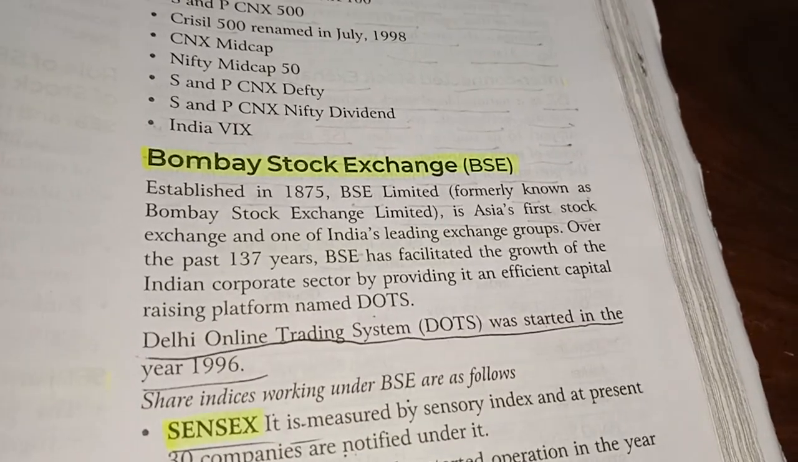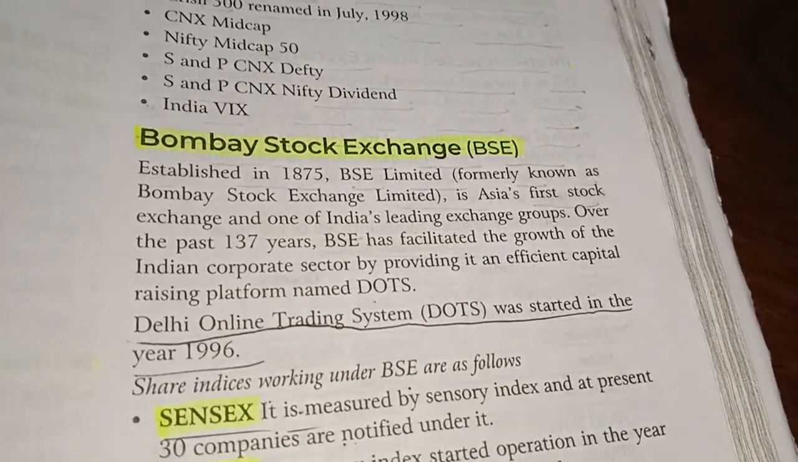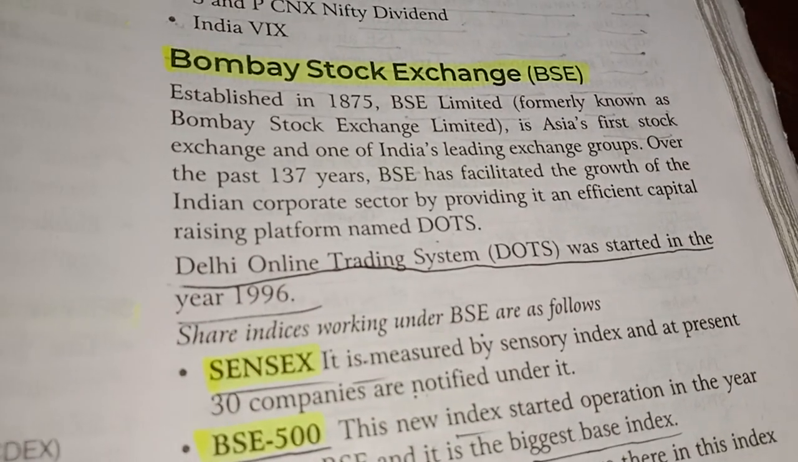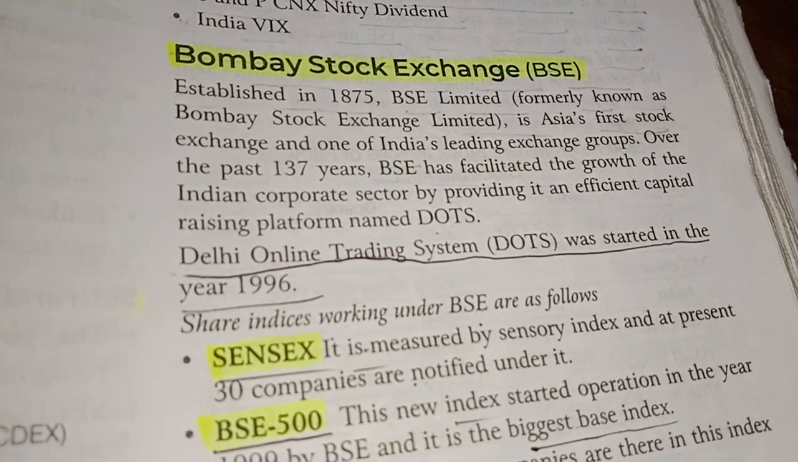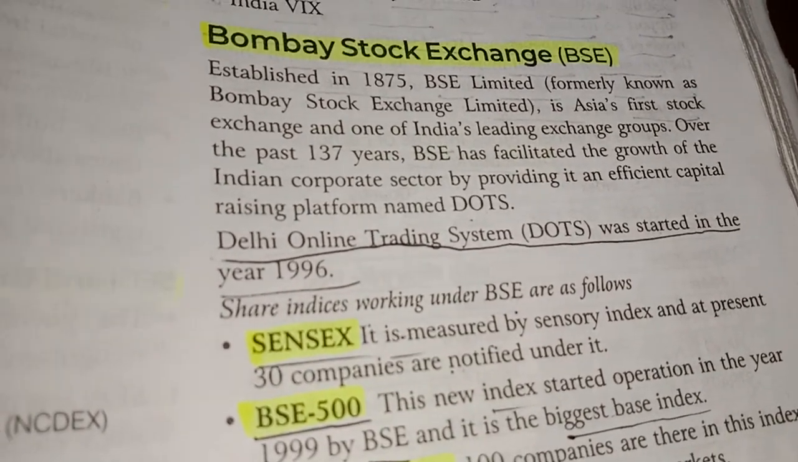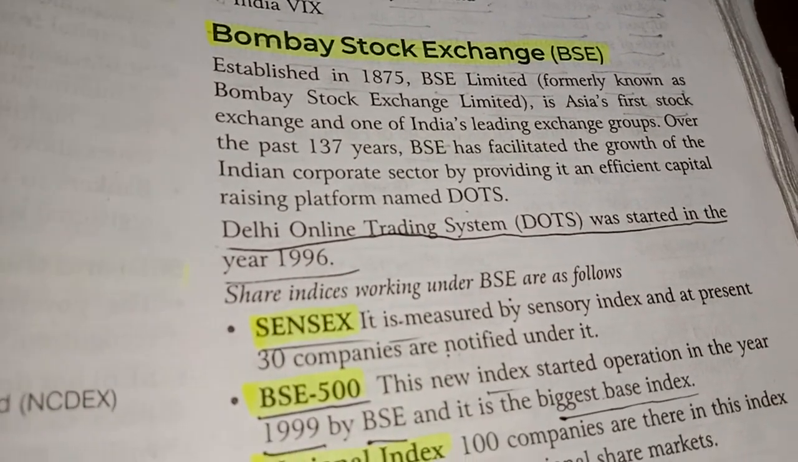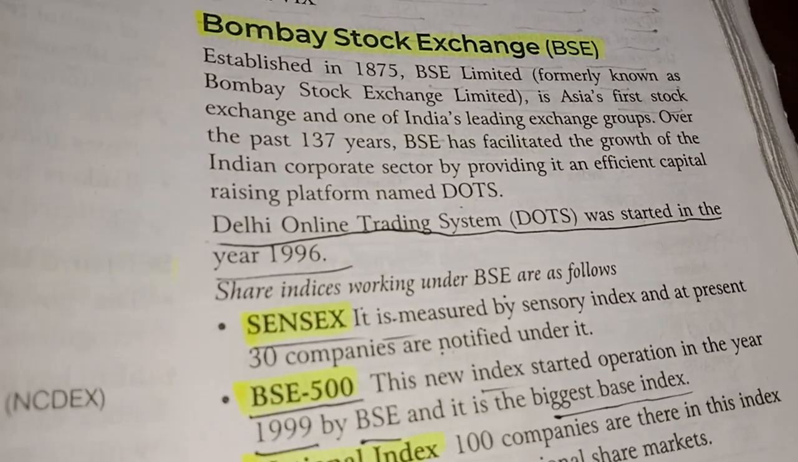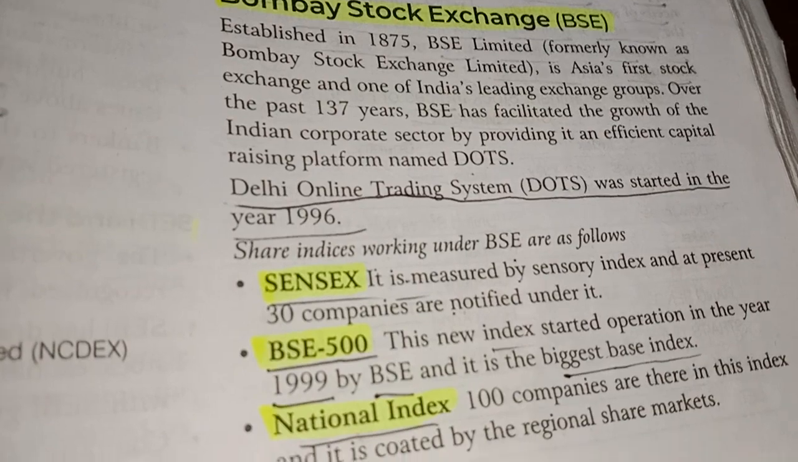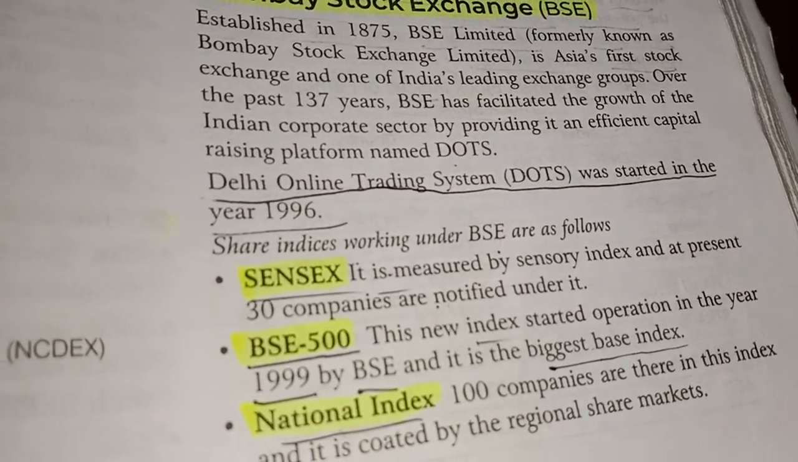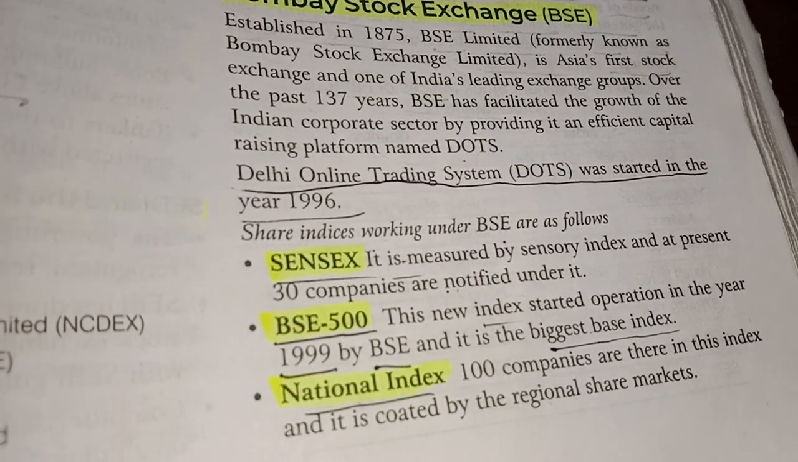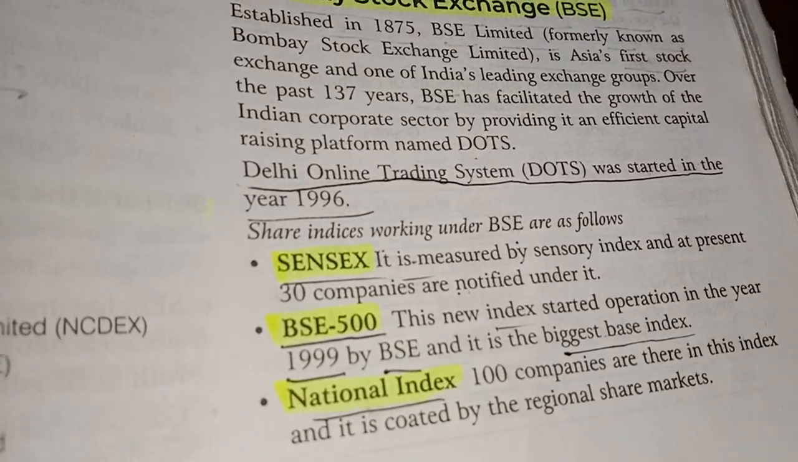Share indices working under BSE are as follows. Sensex. It is measured by the Sensitivity Index, and at present 30 companies are notified under it. BSE 500. This new index started operations in the year 1999 by BSE, and it is the biggest base index, a national index. 100 companies are there in this index, and it is quoted by the regional share market.